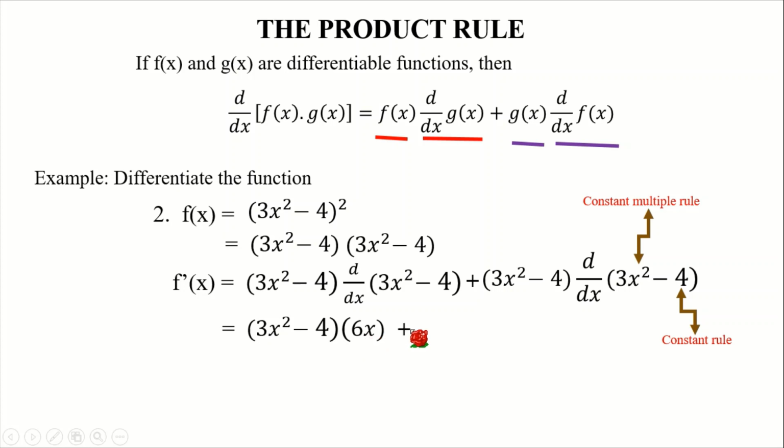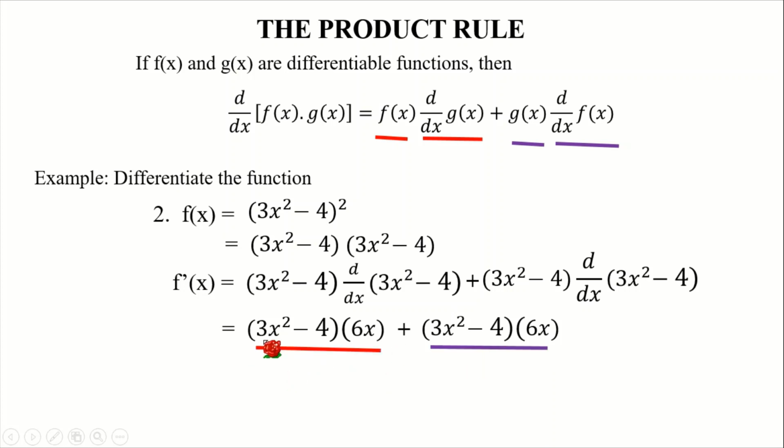Next one is plus second function natin times derivative ng first function, parehas lang sila, 6x. Alright? So, multiply na natin ito, and multiply natin ito. So, 3x squared times 6x, that will give us 18x cubed. Negative 4 times 6x, that is negative 24x. Right? Plus 3x squared times 6x, that is 18x cubed. And negative 4 times 6x, that is negative 24x. Then, add natin 18x cubed plus 18x cubed.